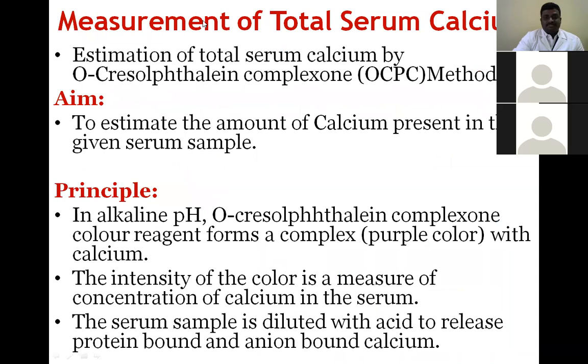Next one is measurement of the total serum calcium. We are doing it in the central lab, using the orthocresolphthalein complexone method. With this method, we are estimating total serum calcium. There is another instrument called the electrolyte analyzer, which is there in our central lab, for estimating ionized calcium. If you want to know only ionized calcium, that is possible in the electrolyte analyzer.